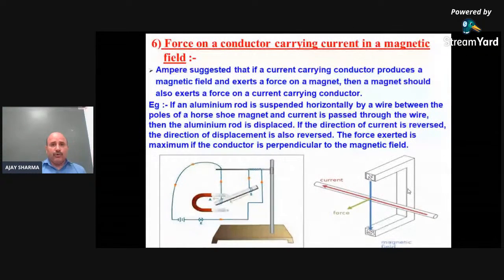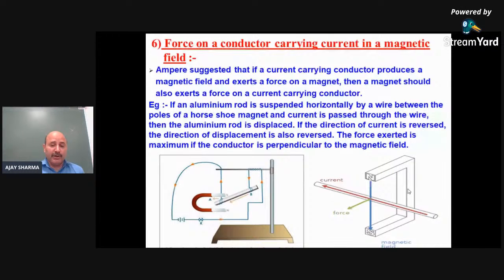Force on a conductor carrying current in a magnetic field. We will now implement this Fleming left-hand rule to explain the direction of the force which is practically exerted on a conductor. You can see the diagrams given down here in the slide. On the right side, it is clear that we are placing a current carrying conductor inside a magnetic field. Now you can see the north and south polarity.